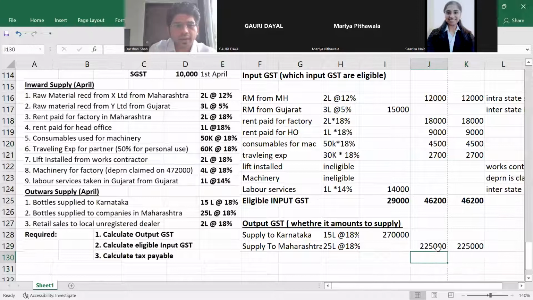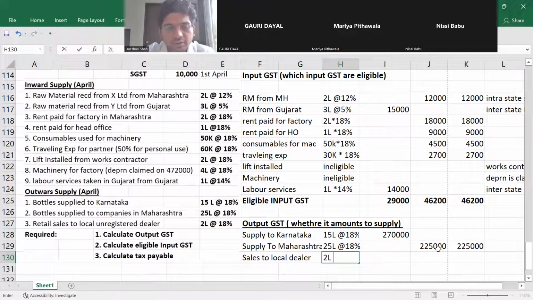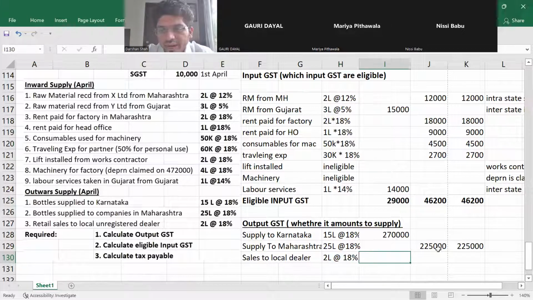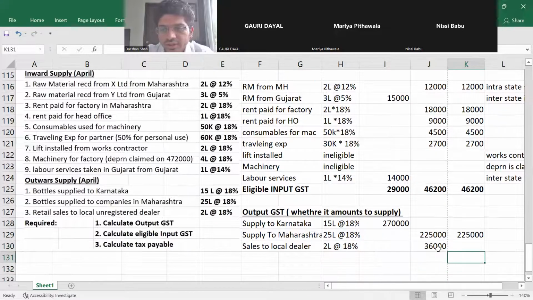Right? And then retail sales to local unregistered dealer. Should I take this in supply? Yes, because it doesn't matter if the customer is registered or not. The seller should be registered. Even if the customer is unregistered, I can still charge GST. So sales to local means within Maharashtra, right? Local dealer, 2 lakh at 18%. So 2 lakh into 18%, so 36,000.